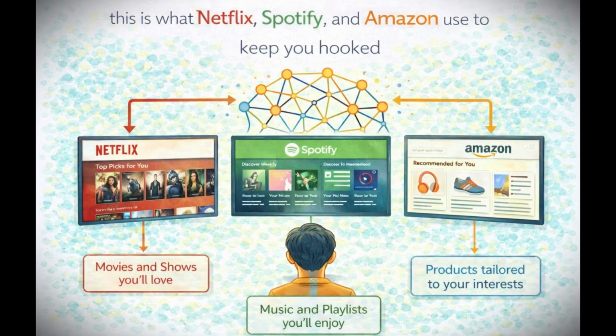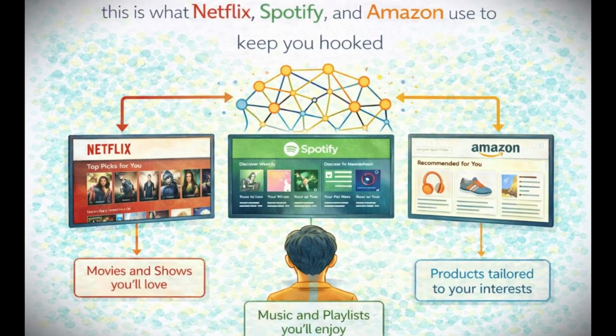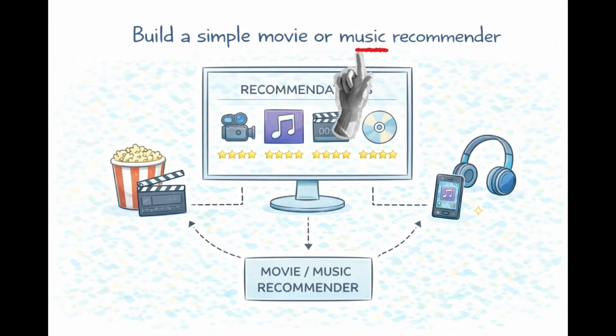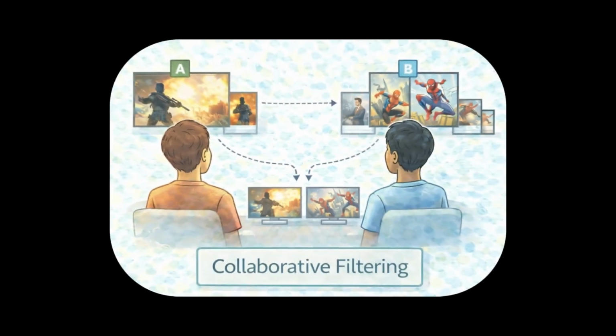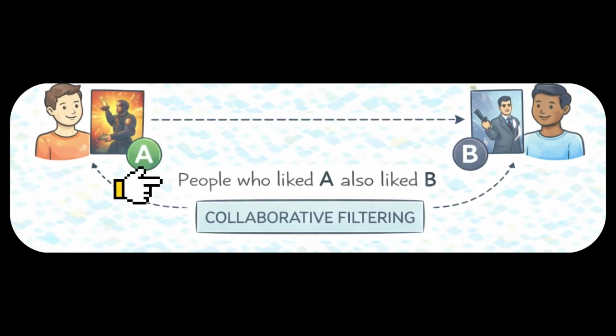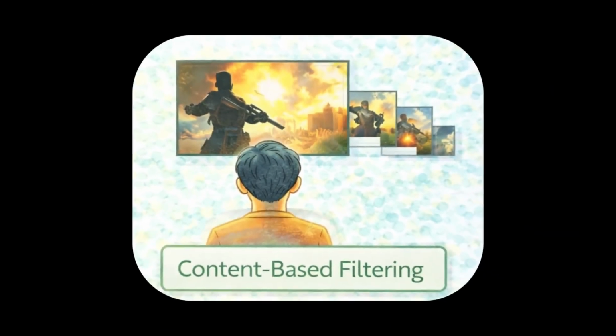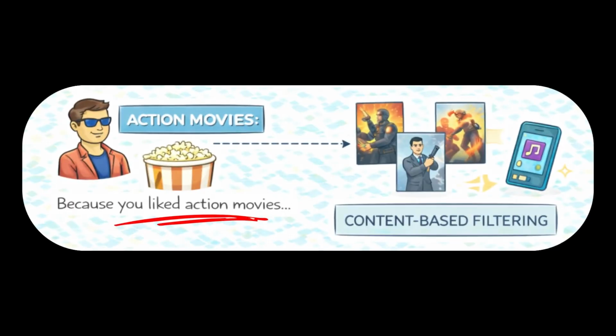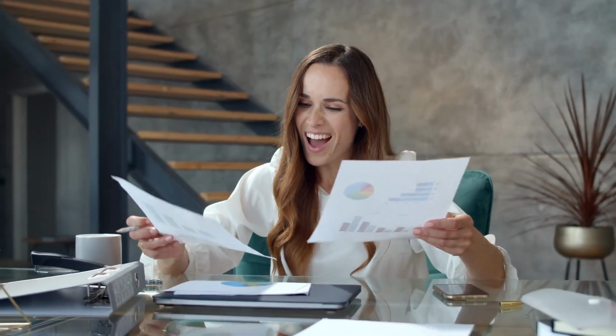Personal recommendation systems. This is what Netflix, Spotify, and Amazon use to keep you hooked. Build a simple movie or music recommender. Use collaborative filtering, people who liked A also liked B, or content-based filtering. If you liked action movies, here are more action movies. It's incredibly satisfying to build something that actually understands preferences.